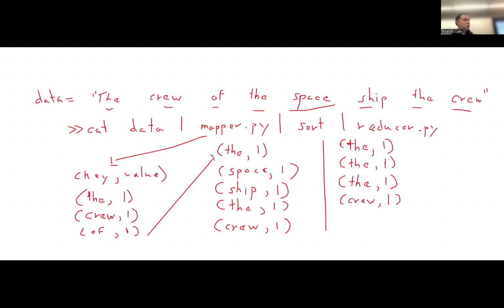So for reducer work, this needs to be organized like this. If you feed this data to reducer unsorted, it's not going to work. It's going to have a lot of errors. So reducer is written assuming that the data is sorted already.